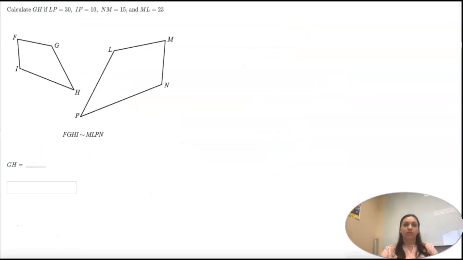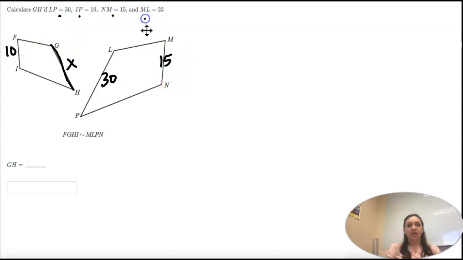And one more. So I'm going to label everything. We're going to calculate G to H. So that's our X. LP is 30. I to F is 10. N to M is 15. M to L is 23. So this is one of those questions that has more information than what we need. Okay, we have 5 things, we only need to use 4.